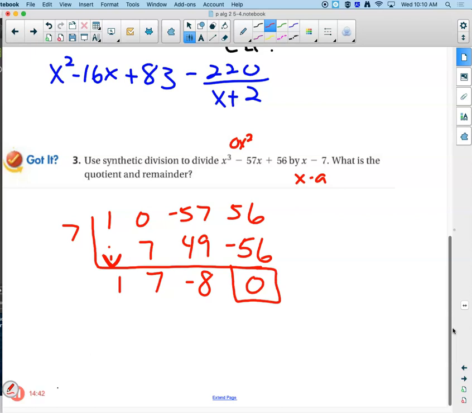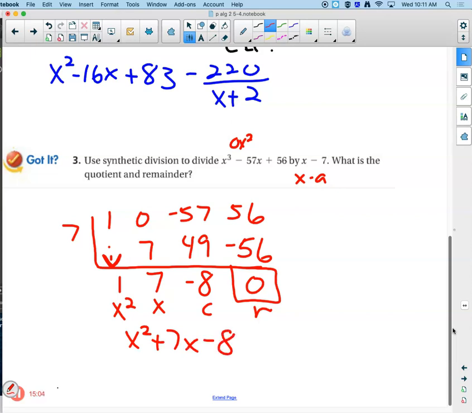What does a 0 in that last position mean? Good. There's no remainder. Because remember, we start remainder constant x squared. So our answer this time won't have a remainder. It'll be x squared plus 7x minus 8.